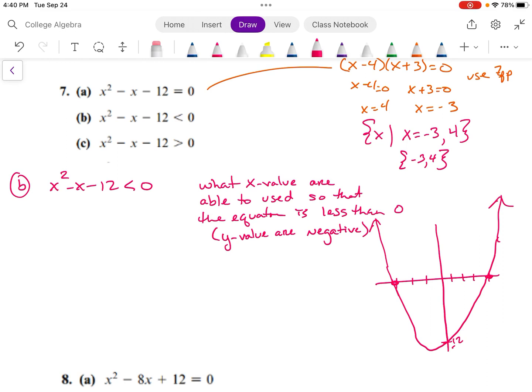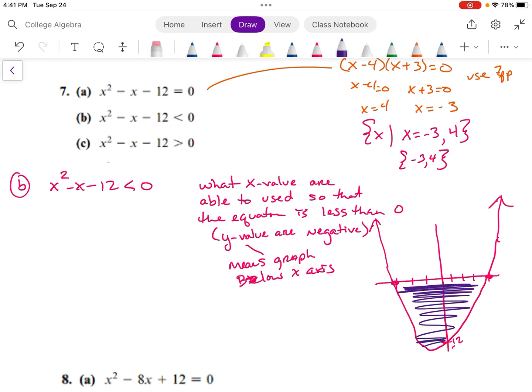But at least it gives me an idea of which x values are being used so that my graph is below the x-axis, which is where my y's are negative. My y values are negative means the graph is below the x-axis. So with that in mind, we say here we're below the x-axis. Well, that happens to be between here, negative 3, and here, 4. So we would say in interval notation, negative 3 to 4 is when I'm below the x-axis.